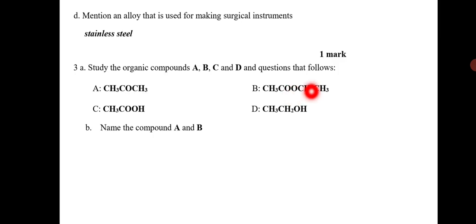And we said that when you have two oxygen atoms between the two alkyl groups here, it means you are looking at an ester or what is known as an ethanoate. So this is ethyl ethanoate. So we have named the two.